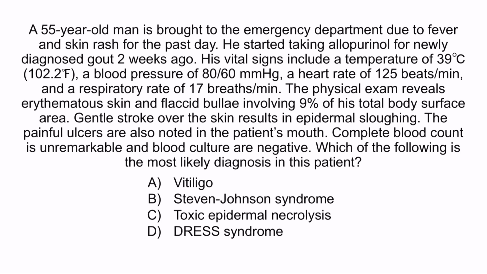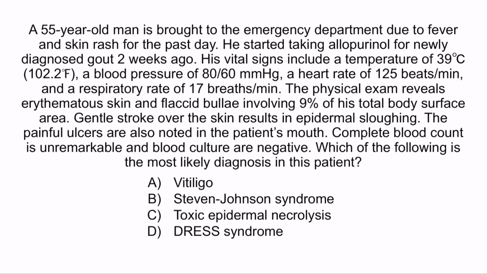A 55-year-old man is brought to the emergency department due to fever and skin rash for the past day. He started taking allopurinol for newly diagnosed gout 2 weeks ago. His vital signs include a temperature of 39 degrees Celsius, blood pressure of 80/60, a heart rate of 125, and respiratory rate of 17. The physical exam reveals erythematous skin and flaccid bullae involving 9% of his total body surface area. Gentle stroke over the skin results in epidermal sloughing. The painful ulcers are also noted in the patient's mouth.